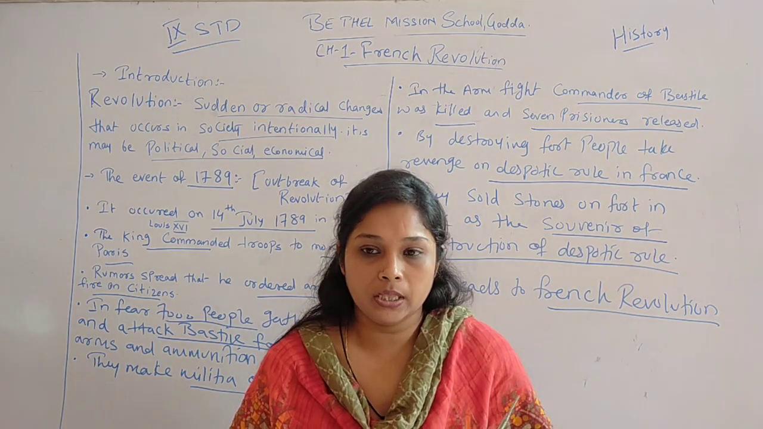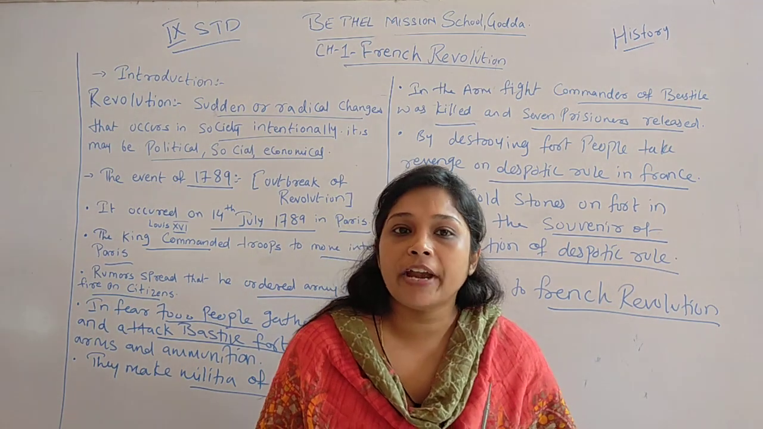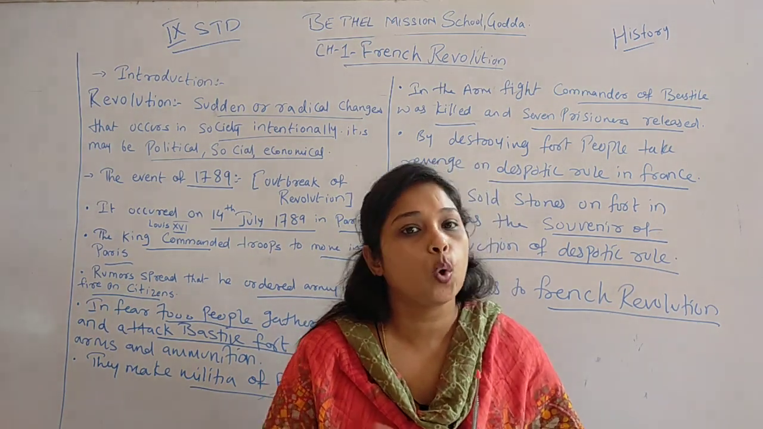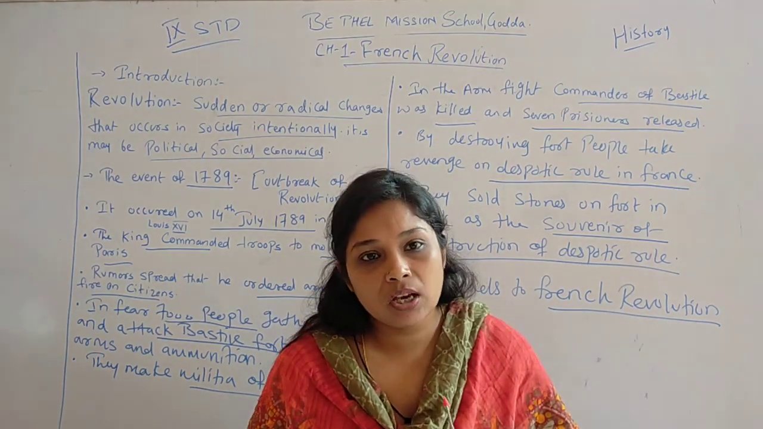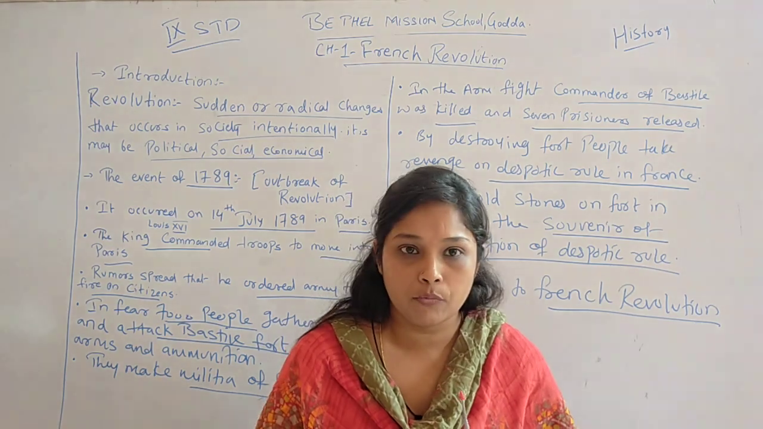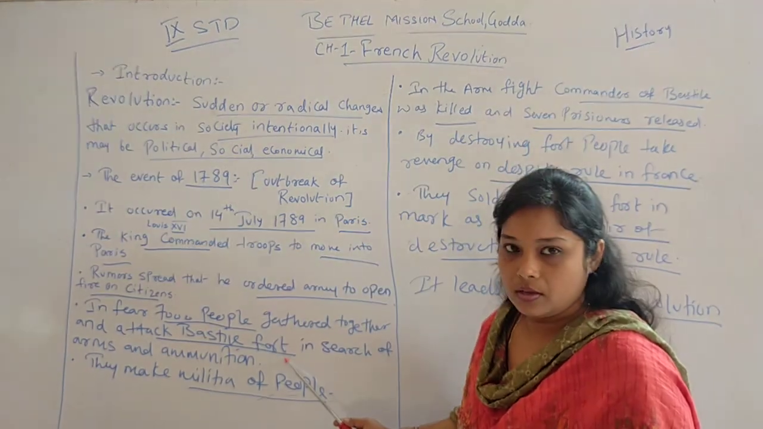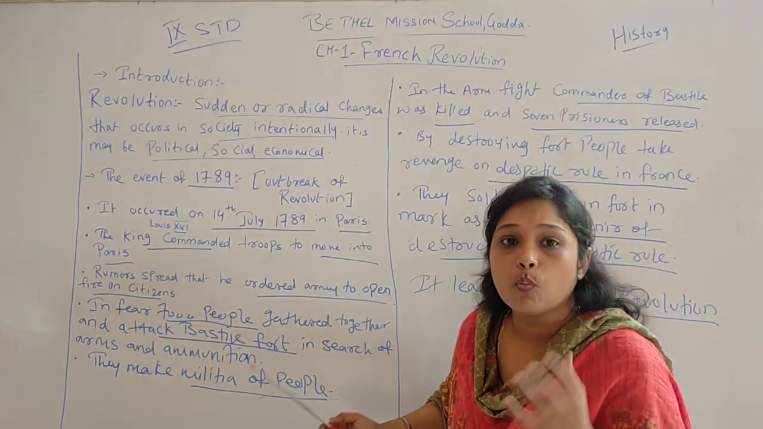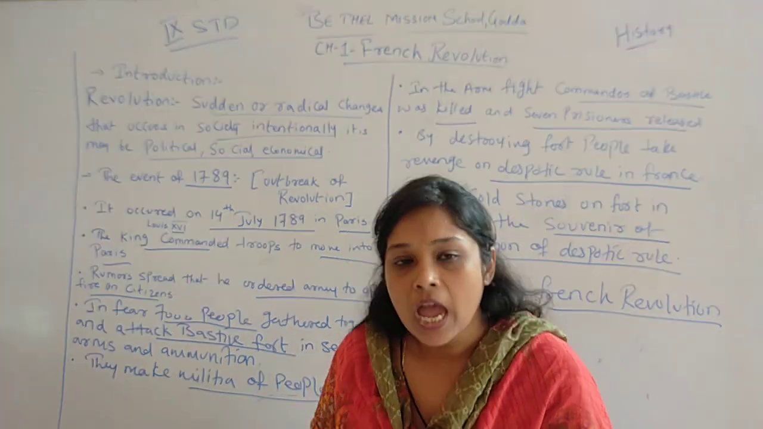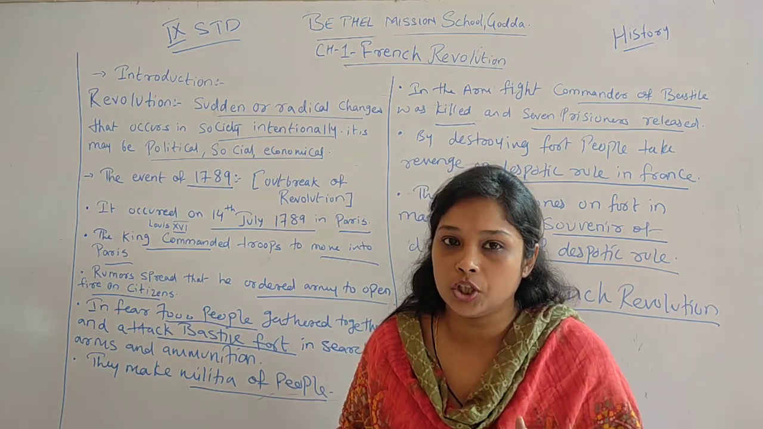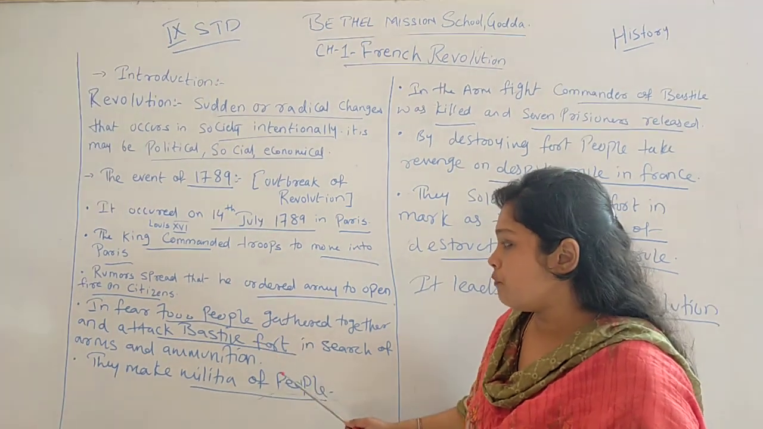Out of fear, people decided that they would fight the army, and to fight the army they needed arms and ammunition, which they did not have. To gather those arms and ammunition, 7,000 people, men and women, gathered together and attacked Bastille Fort in search of arms and ammunition. Why did they attack Bastille Fort? Because they wanted to fight the army, and they needed arms and ammunition.